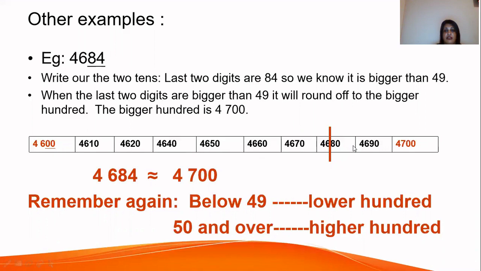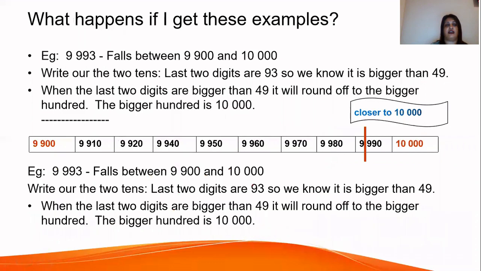So there's my number line here. Where does it fall? It falls in between here, where the line is. So I know it's closer to 4,700 and it's greater than 49, the last two digits. So I'm going to round off 4,684 to the nearest 100, which is 4,700. And yet again, my answer ends up with hundreds. Remember, below 49, lower 100; 50 and over, higher 100.